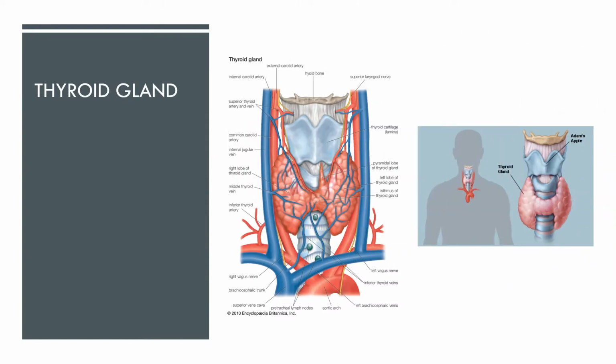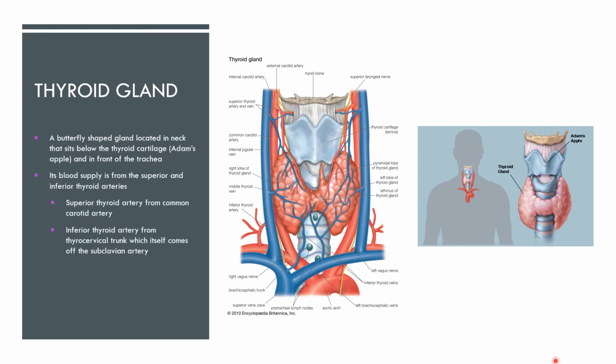Now let's talk about the thyroid gland. The thyroid gland is a butterfly-shaped gland, which is located in the neck, and it sits below the thyroid cartilage, which is known as an Adam's apple in men, and in front of the trachea.